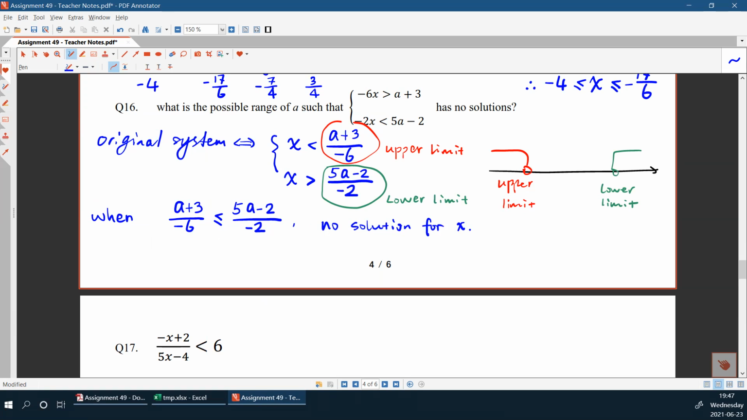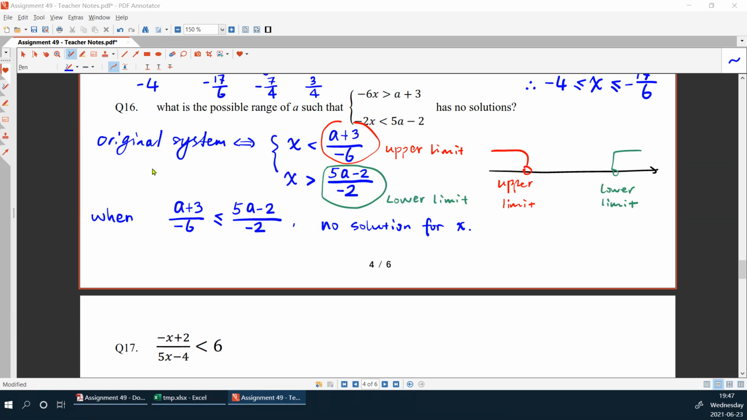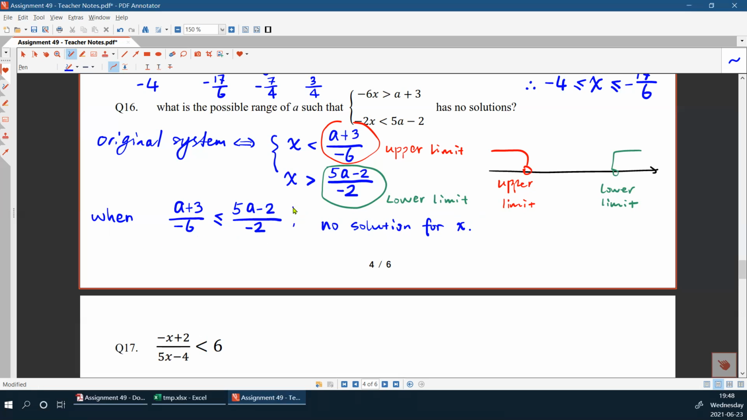Okay, so I hope you don't make any mistakes on a question like this, okay? Both of you should learn how to analyze this problem. Pay attention which is the upper limit and which is the lower limit. Okay, so we call this star. Star is equivalent to, you can try to solve this inequality, right?